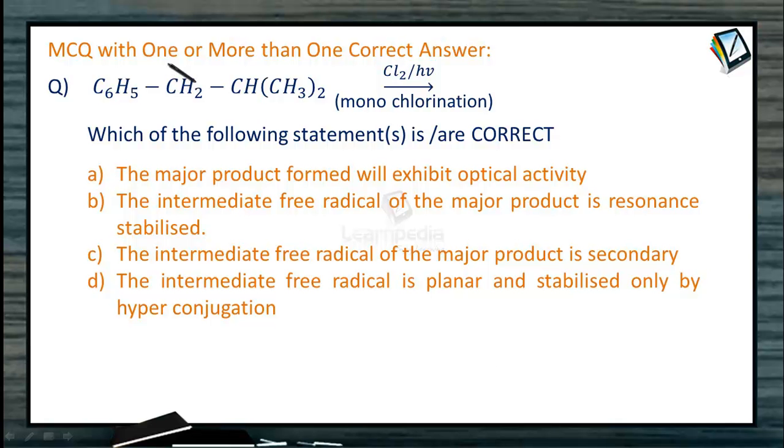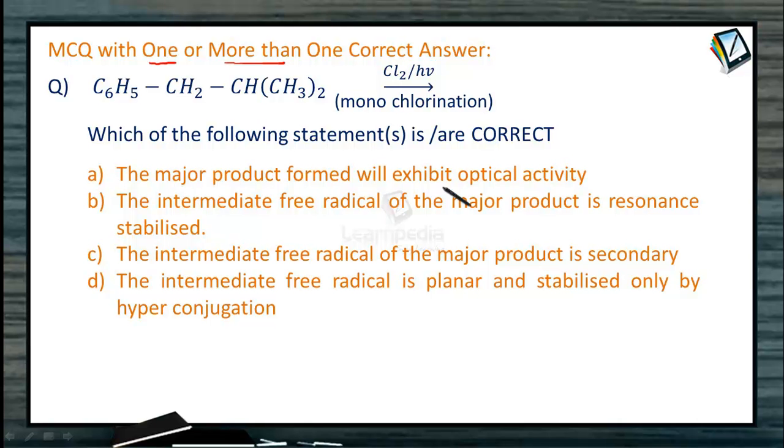Next question. MCQ with one or more than one correct answer. C6H5CH2CH(CH3)2 taken twice on monochlorination. And this chlorination is with chlorine in the presence of light, an example of free radical reaction. Which of the following statements are correct? So we need to check out of A, B, C, D how many are correct.